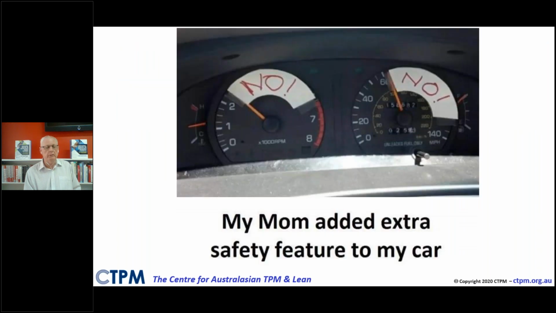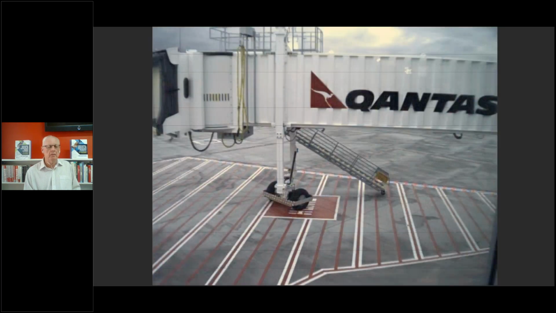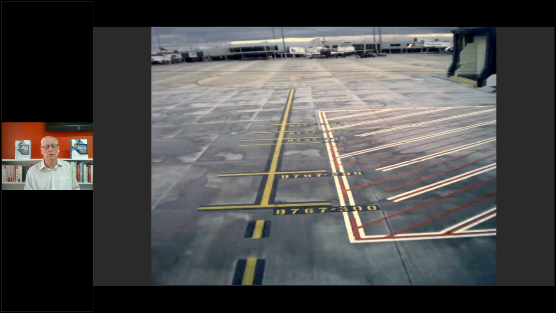Visual controls have been around for a long time, and a lot of people use them. There's one example I saw on the webpage, which I thought was quite cute. For those of us who used to travel, we've not done that for the last 12 months. At the airport, it's always a great place to see a lot of very effective visual controls around, so people know where to park planes, etc.